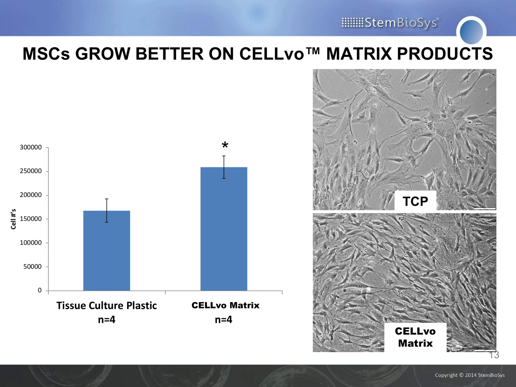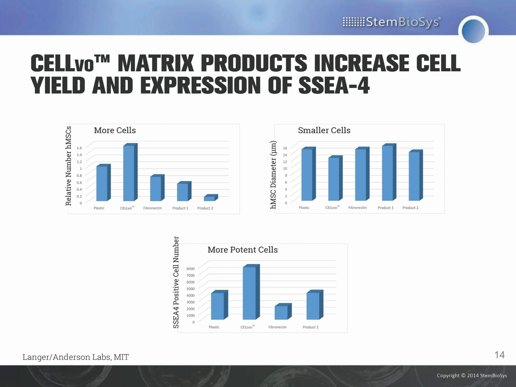It's been our experience. Looking at some different indices, this is actually some work that was done by Robert Langer's lab at MIT. This is a separate study from what I had shown before. They were looking at competitive products again, and this is a bit small, but you can see that we're getting more cells, so they're proliferating more rapidly. The cells are smaller in size when they're on the CELLvo Matrix, which is an index of MSC potency.